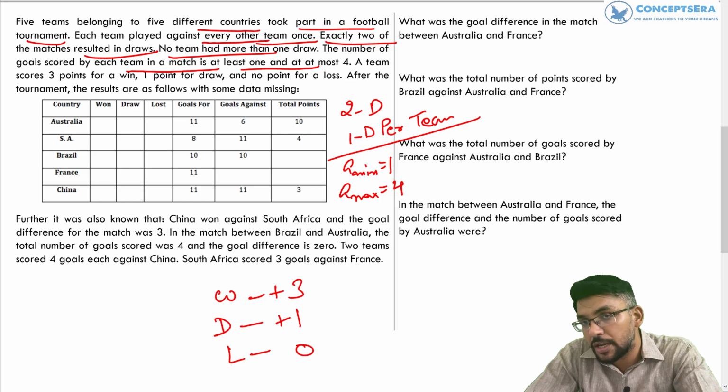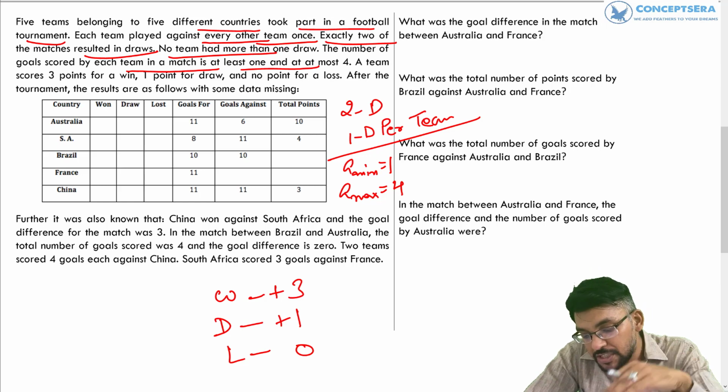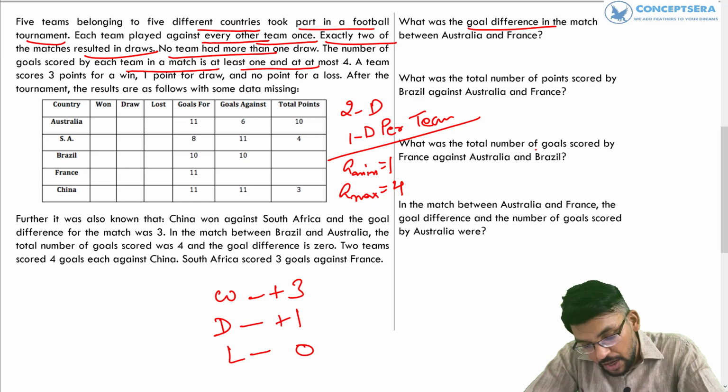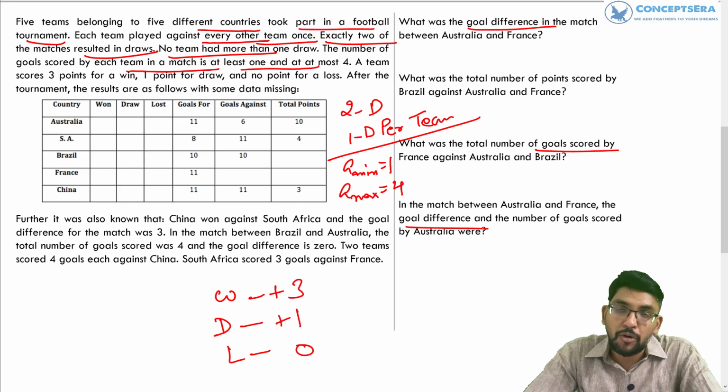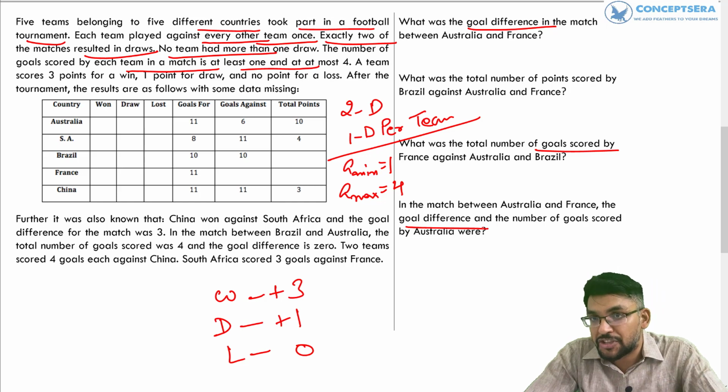And below that one table is given to us, and ultimately we have to fill this particular table and answer the questions. If you see the questions here, they are actually based upon goal difference and goals scored. So out of 4 questions, 3 questions are actually based upon goals. So ultimately we have to look for the goal line of particular matches.